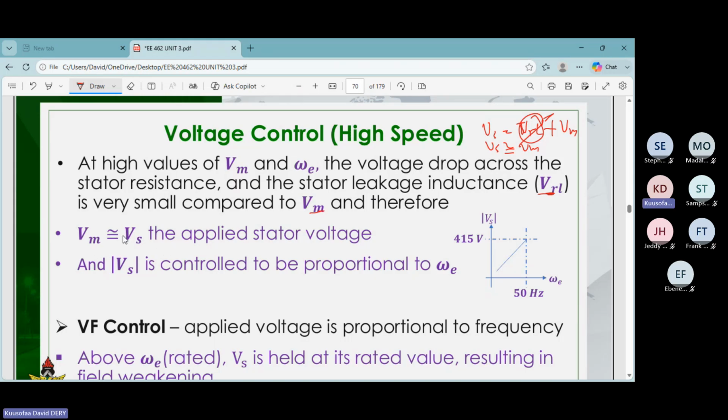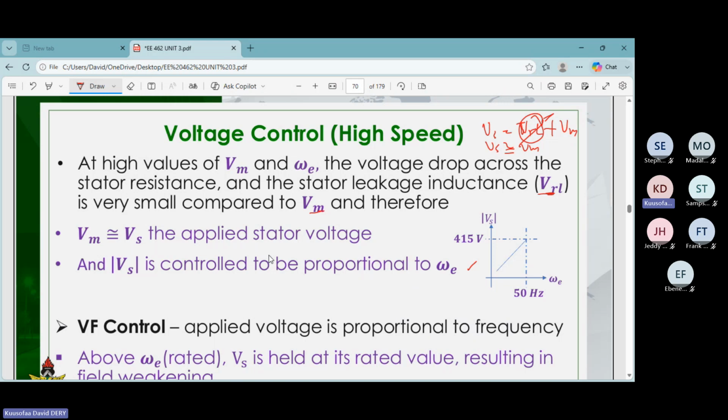So if Vm is almost the same as Vs, then to control Vm, we can control the supply's what? Voltage. So we control the supply voltage, and it should be proportional to omega E. So that is what we are going to do. And this leads us to the variable frequency control, right? The voltage that is applied is proportional to the frequency. So you apply a voltage that is proportional to the frequency so that you can keep Im constant to operate at the rated flux. So this is why we need a variable voltage.